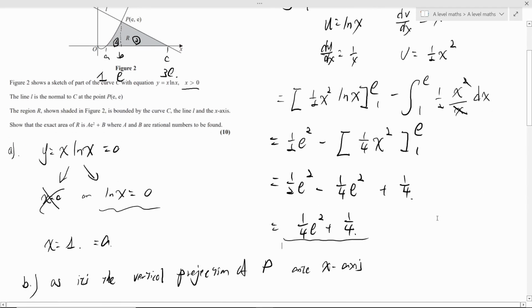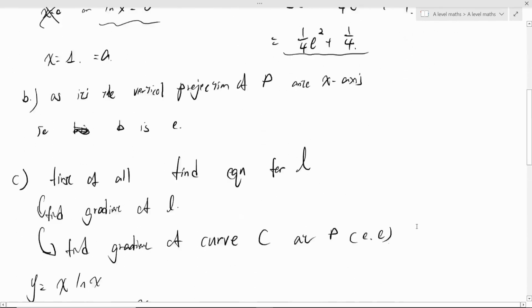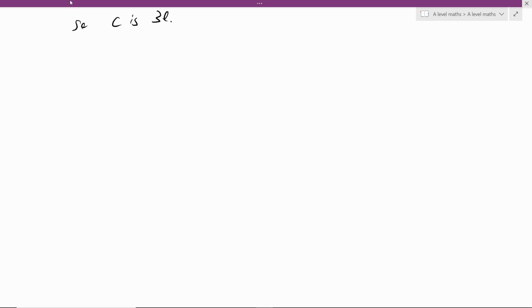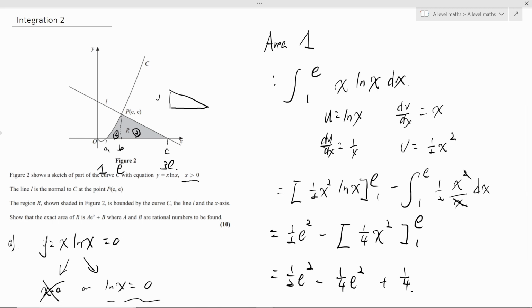Now for area of 2, we can move something around here. Now we have enough space, sorry, poorly organized. So area of 2. Let's just observe the graph carefully. Because we know that 2 is an area under the line L, that means it's a triangle. You can see the height is e, and the base is 3e minus e, so the base is 2e, and by our triangle formula, the area is a half times base times height, which is e squared. So area of 2 is e squared.